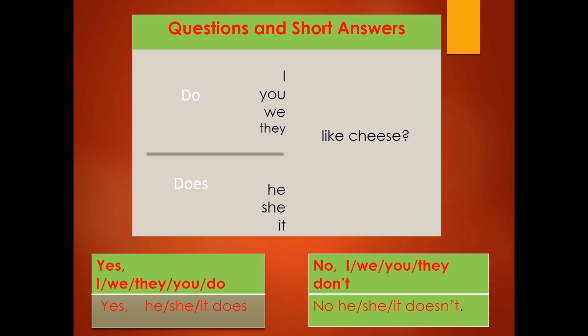For short answers we have yes, then we have the subject and the auxiliary, in this case I, we, they, you, do, or he, she, it, does. And finally we have no, I, we, you, they, don't, or third person no, he, she, it, doesn't.